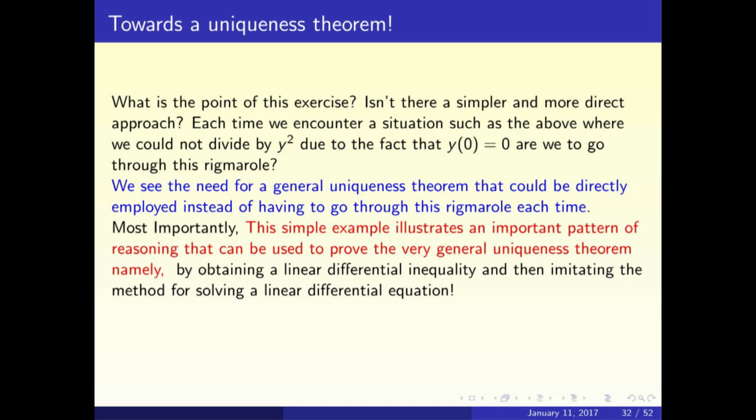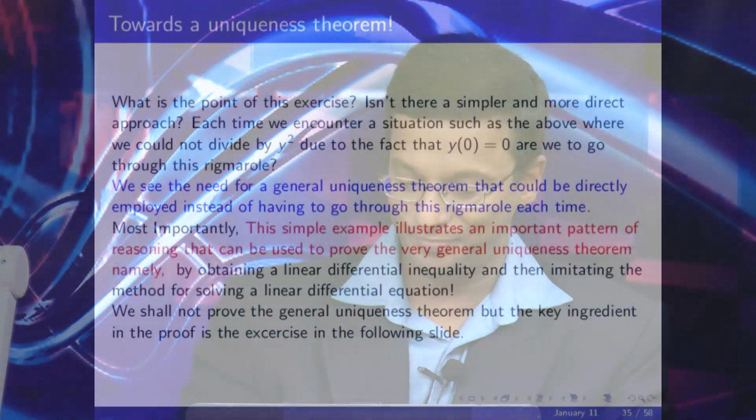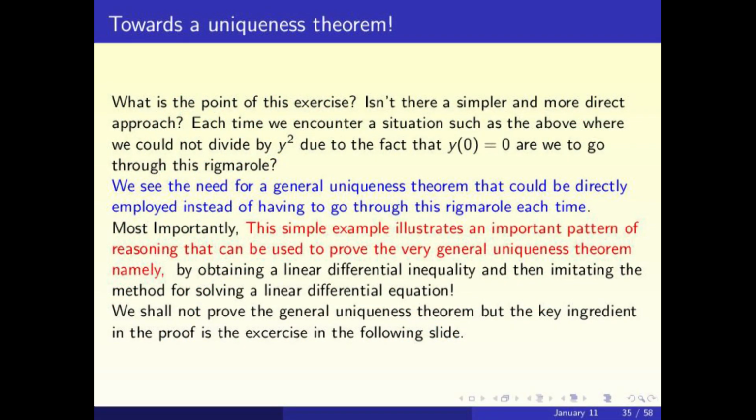The point that I want to make is that these examples that we have just worked out are rather typical models of reasoning which will give you a proof of the uniqueness theorem. The idea is to obtain a differential inequality and then proceed exactly as we solve a linear differential equation. And we shall not prove the general existence theorem, but the key ingredient is the idea in the following slide.